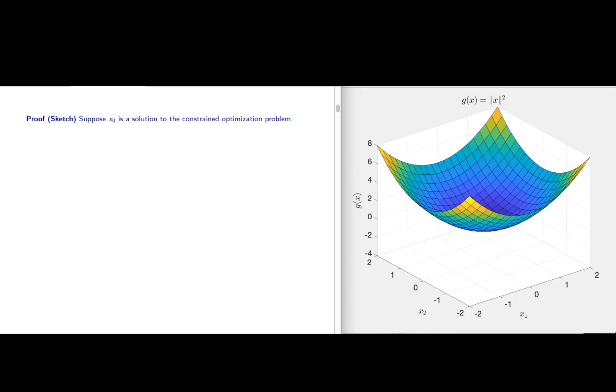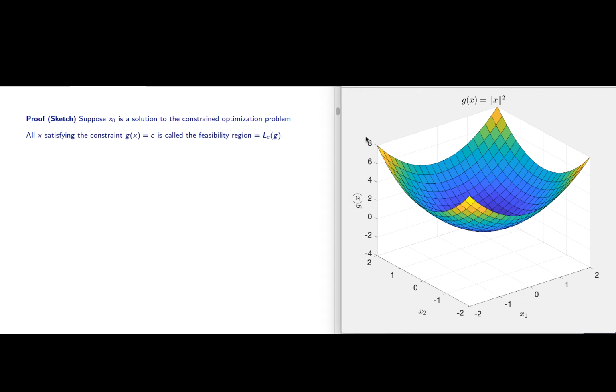So let's give a sketch of this proof. Suppose x naught is a solution to the constrained optimization problem. And let's illustrate our sketch by following along an example here to the right. Now, all x satisfying the constraint g of x equals c is called the feasibility region. It's also the c level set of g. Right? It's all x such that g of x is at a specific level, the constant c.